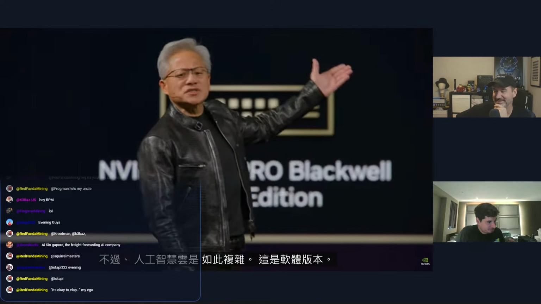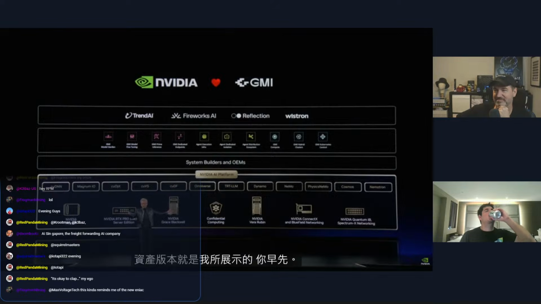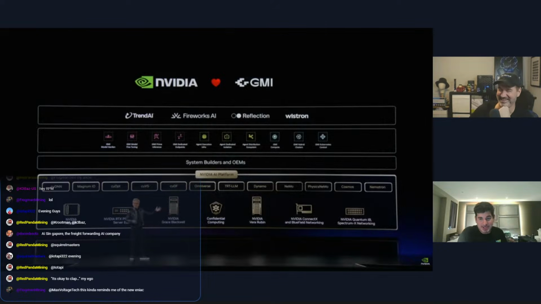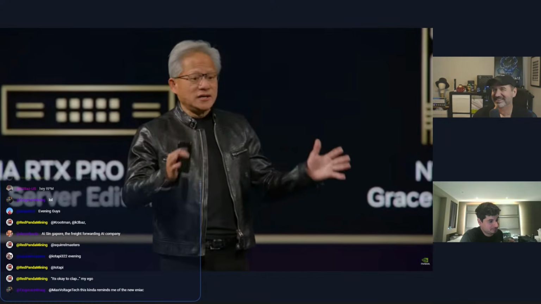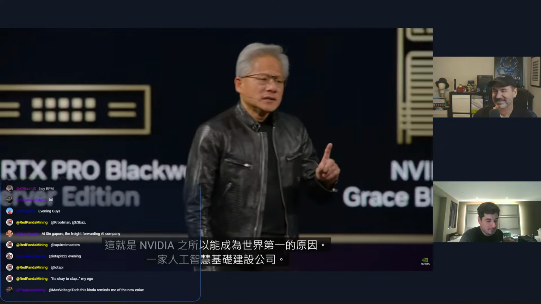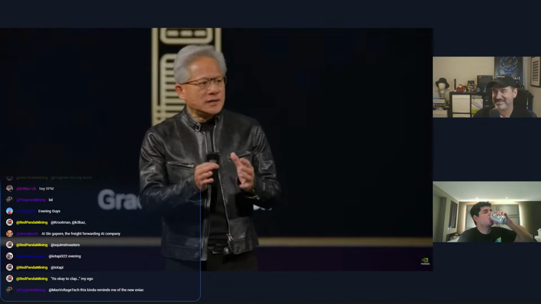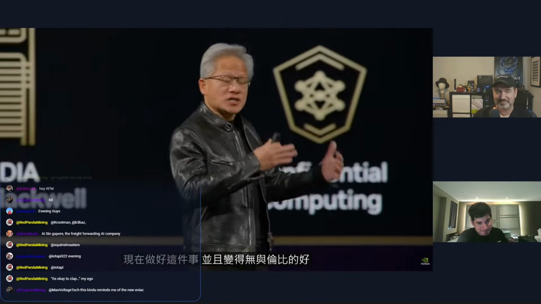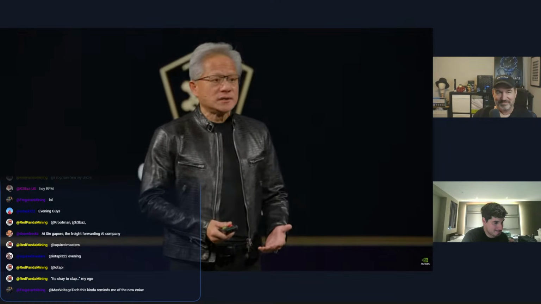This is the computer science version. The money version, the asset version is what I showed you earlier. It's a giant factory. Having this ability alone is not enough, which is the reason why NVIDIA has become an AI infrastructure company. Doing this well and becoming incredibly good at helping customers build AI factories and deploying AI factories is incredibly important.